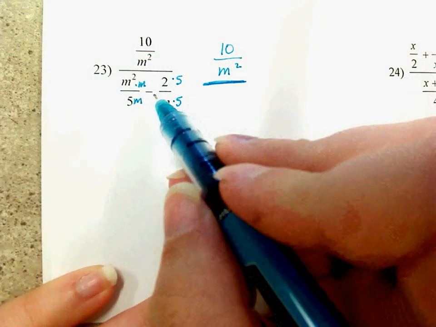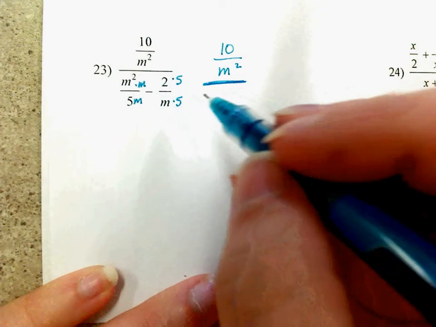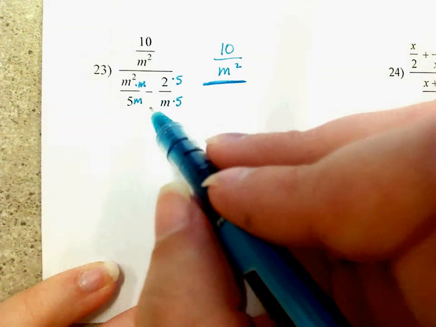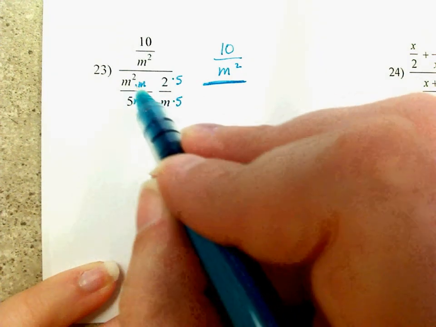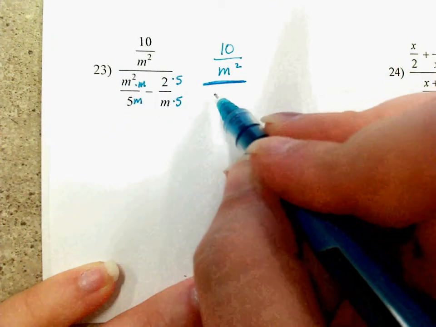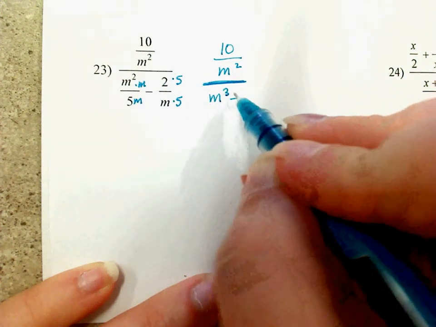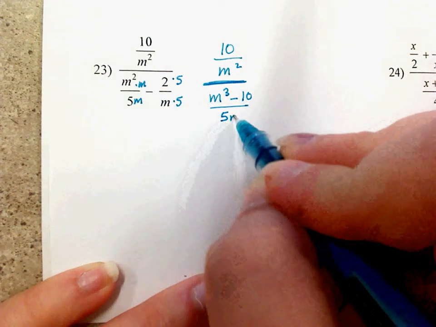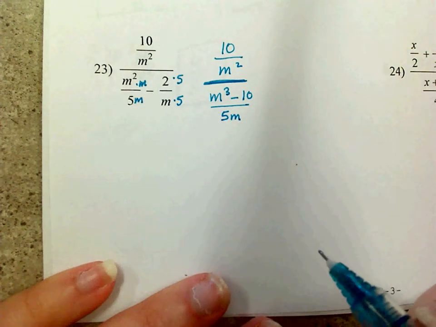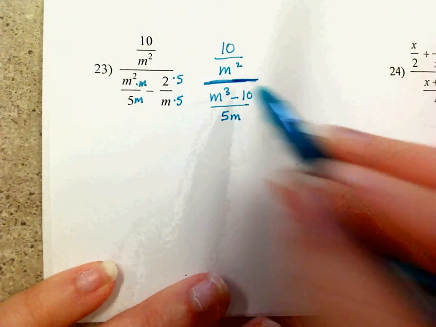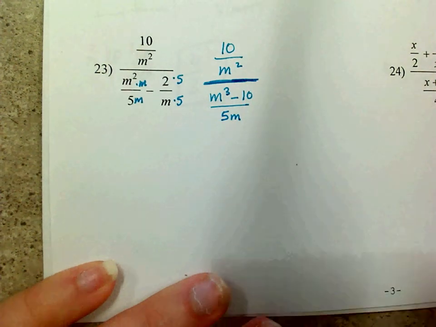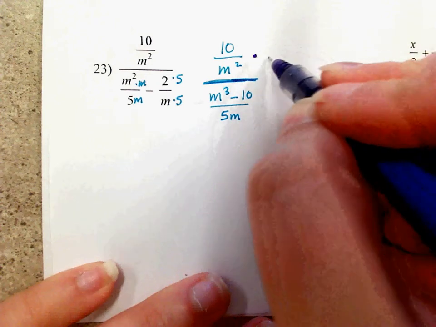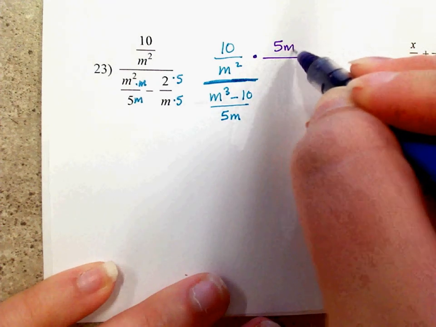Okay, I'm going to write this as one fraction, right? M squared times m is minus over the common denominator 5m, right? Okay, now what do I do? Okay, so flip and multiply by. Okay. So does anything simplify?